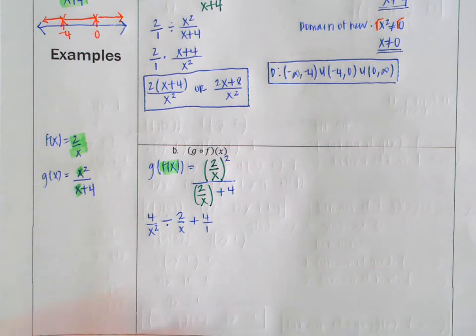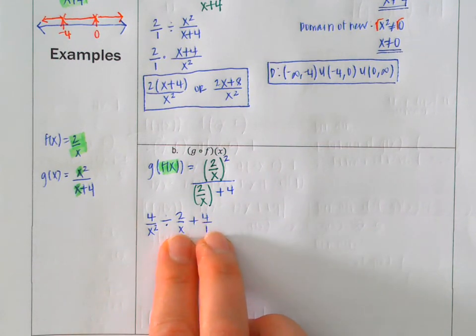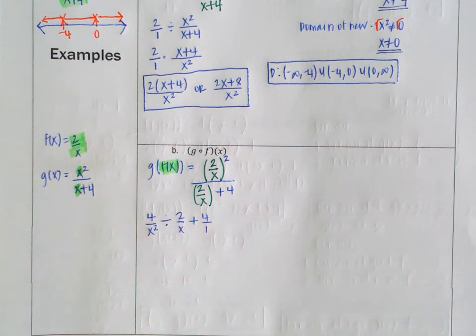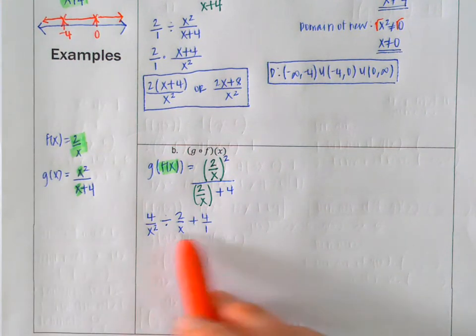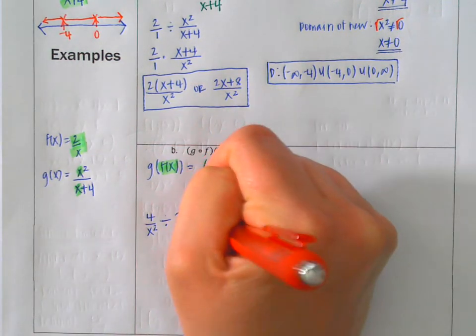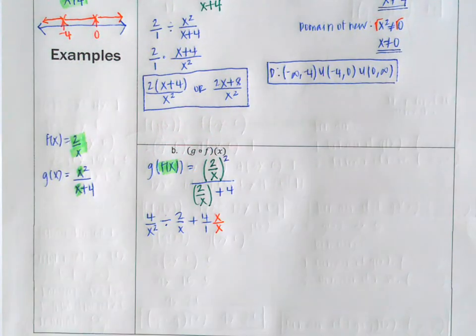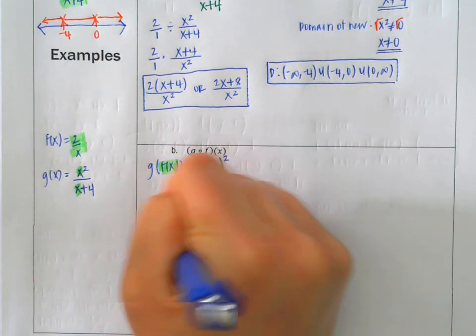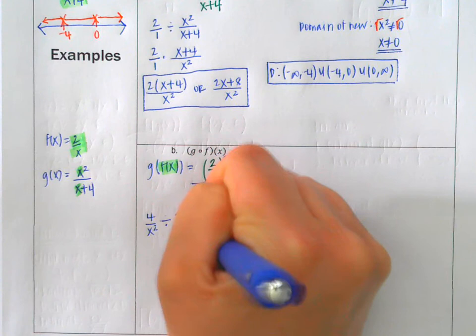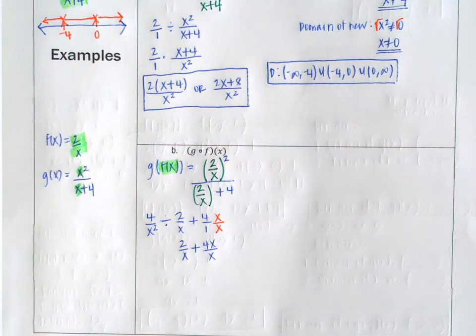Remember, whenever you have a fraction and you are dividing, before you can take the reciprocal and multiply, you want to get a common denominator. So the common denominator between x and 1 would be x, so I'd multiply top and bottom by x. So that would be 2 over x plus 4x over x.